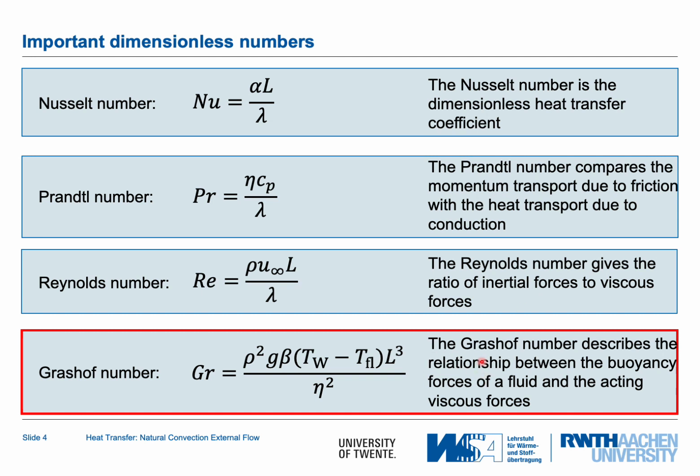And the last one, and that is the most important one for natural convection, is the Grashof number, which describes the relationship between the buoyancy forces of a fluid and the acting viscous forces. We can see, of course, that the buoyancy is involved, as gravity is here, and we see the coefficient beta, that is the thermal expansion coefficient of the gas or fluid. Then we have a length scale to the power 3 and the viscosity to the power 2, and this means that for gases the Grashof number is usually very large.